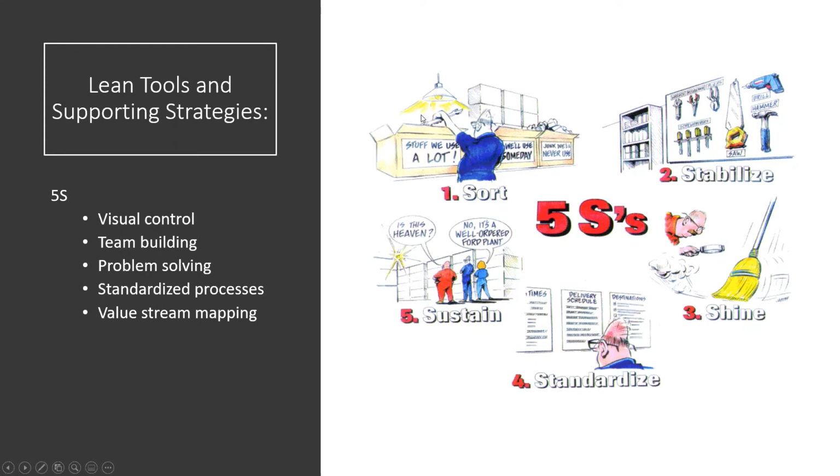hey, if this box has a bunch of stuff in it and it takes me 10 seconds to go find exactly what I'm looking for, how do I maybe make that a little bit better and say, maybe it shouldn't take me 10 seconds, maybe it should take me 5 seconds. So there's an opportunity to improve. Stabilize, so hey, everything's got its place, I know exactly where it is. Shine, cleaning an environment, keeping it clean, is a function of the lean process.